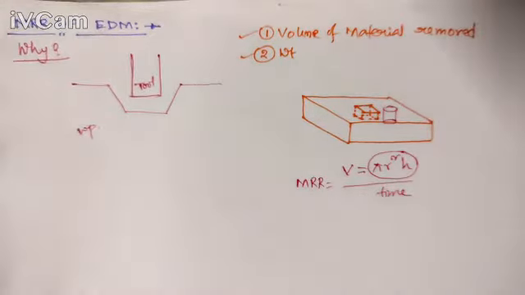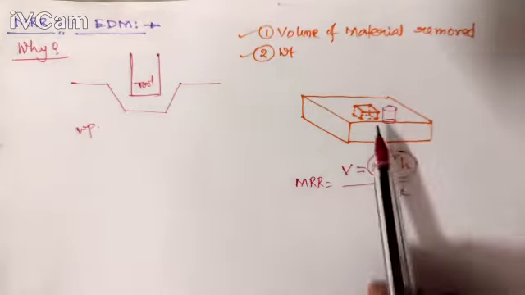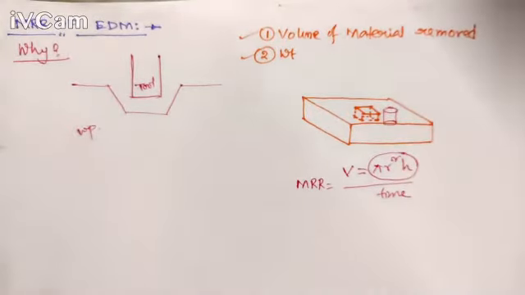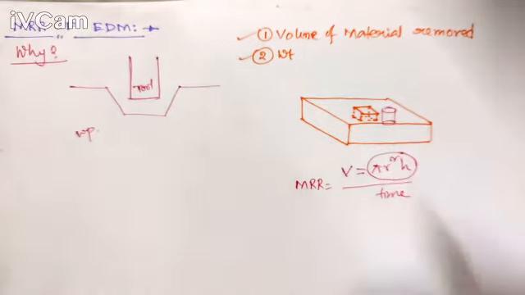But in this method, there is some problem. Which problem will you get? You will find that with different input parameters, if you choose one set of T on, T off, pulse on time, peak current, or you can go for servo voltage, then you will find a different type of surface finish. If you choose another set of input parameters, you will get a different surface finish.